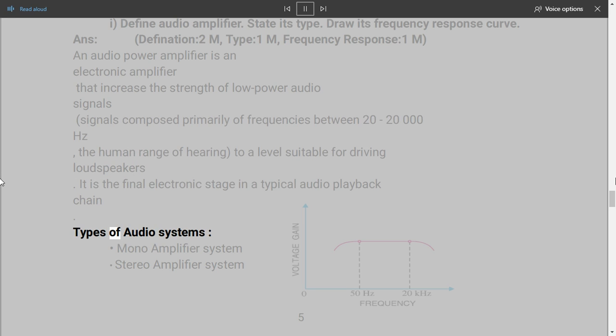Types of audio systems: mono amplifier system, stereo amplifier system.